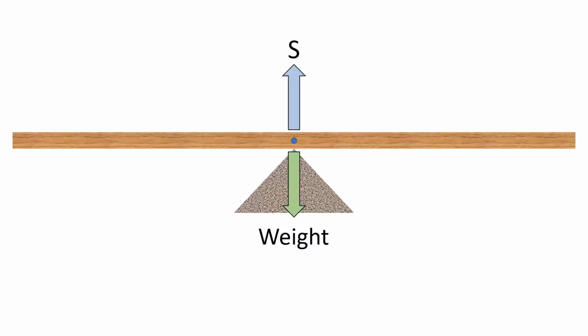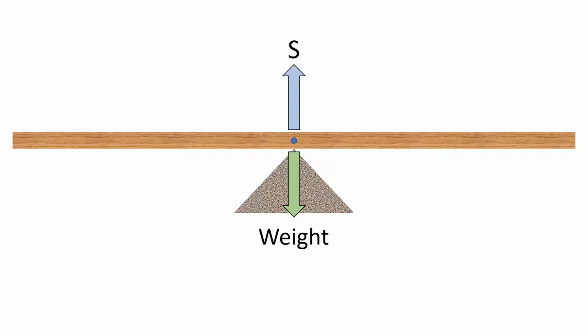So let's look at our first pivot situation. When the pivot is directly below the center of mass, what we find is there is a support force which is equal in magnitude and opposite in direction acting from the pivot upwards. So these forces are equal and opposite, so they are balanced.